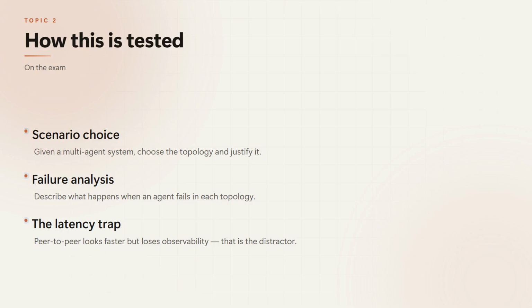You will also see questions that ask you to describe what happens when an agent fails in each topology. The key is to trace who sees the failure and who is responsible for recovery. This is testcraft. The exam wants you to recognize that hub-and-spoke is the model for coordinated work because it gives you a single trace, and that a pipeline is only correct when the stages are fixed and linear.